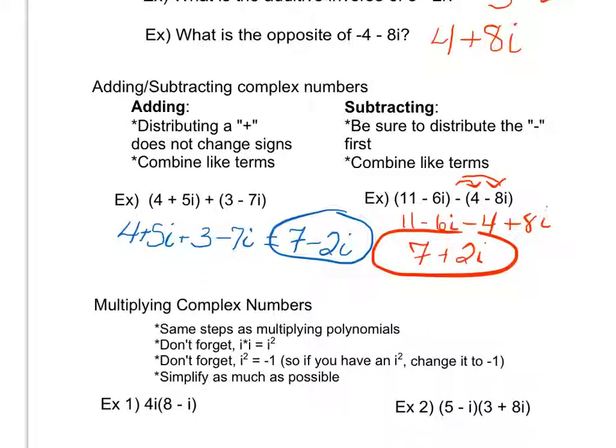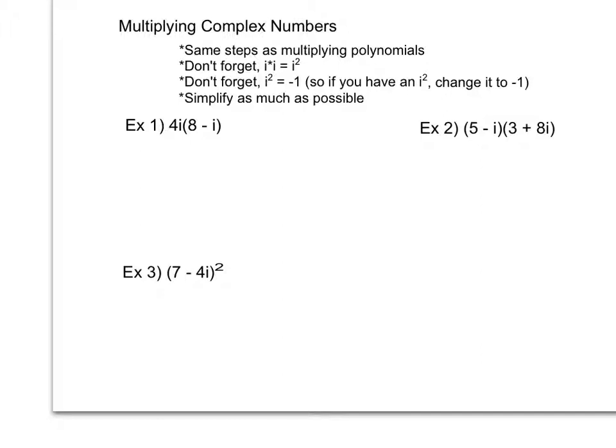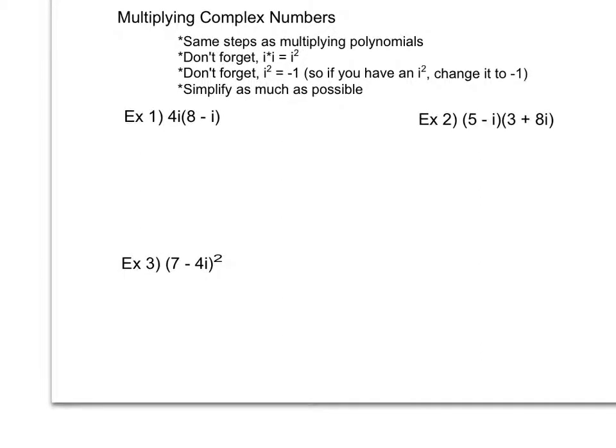Next thing we'll talk about is multiplying. When we multiply complex numbers, we're going to use the exact same steps as you learned in Algebra 1 when you multiplied polynomials. A couple things to remember, because you do have to do a couple additional steps that you didn't have to do in Algebra 1. I times I does equal I squared, and I squared does simplify to be negative 1. So if you have an I squared, be sure you are changing it to negative 1, and we always will simplify as much as possible. If you can do the math, do it.